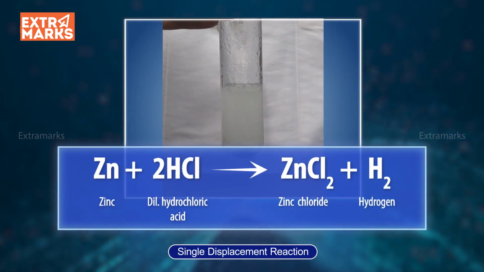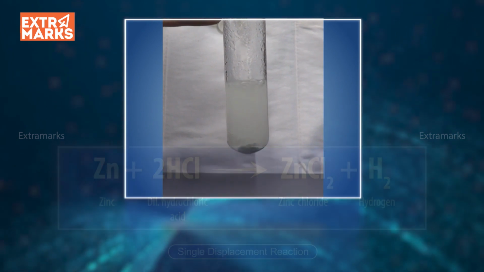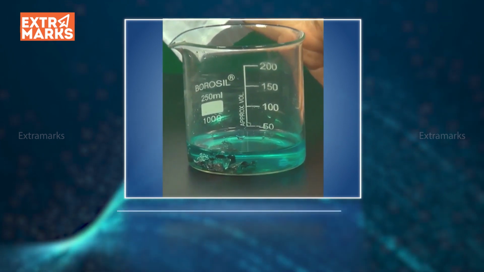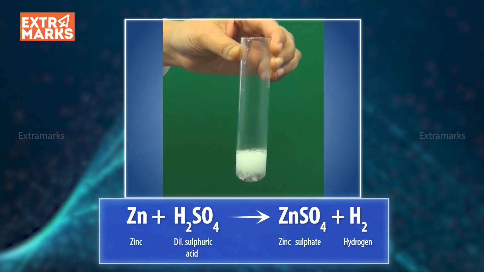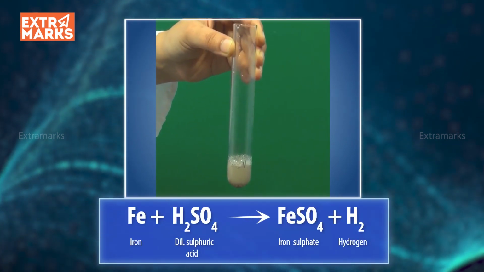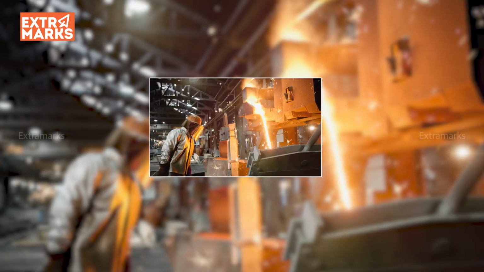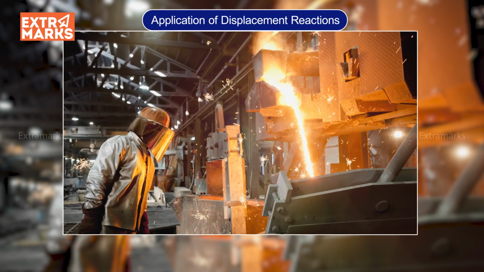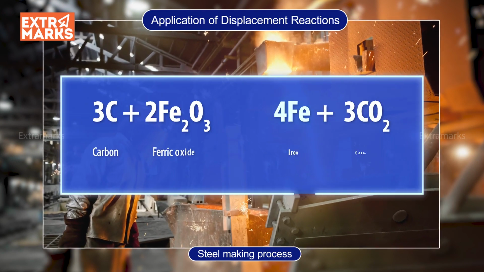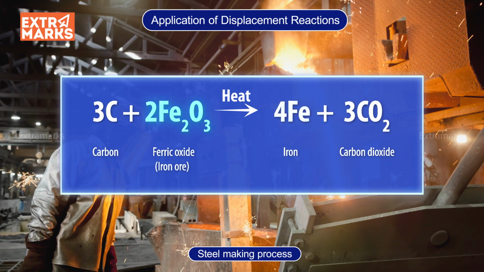Some other examples of displacement reactions are the reaction of zinc metal with copper sulfate solution, the reaction of zinc metal with dilute sulfuric acid, the reaction of iron metal with dilute sulfuric acid. Do you know that displacement reactions have various applications, one of which is in the steel making process? In this process, iron is extracted from its ore by heating the iron ore with carbon. Now, let's recapitulate what we have learned.